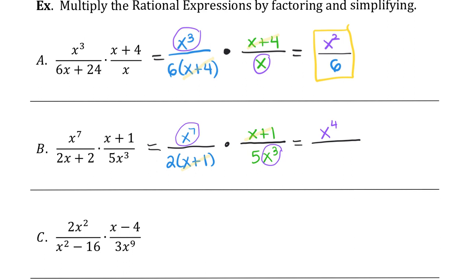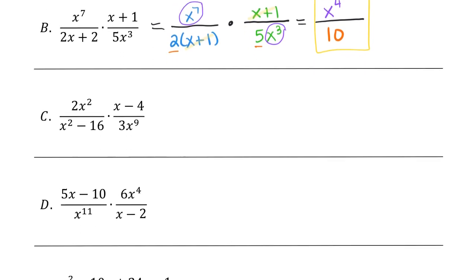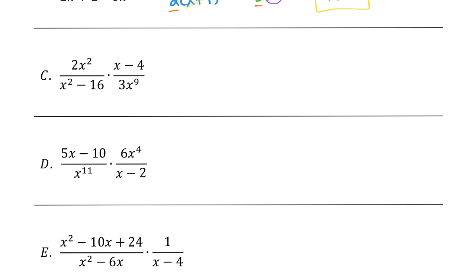Now what's left? On the bottom, what do I still have? I still have the 2 and the 5. Since this is multiplication, I'm going to do 2 times 5, and now I end up with a 10 in my denominator. And that's my simplified answer. Okay, I'm going to keep going. You can still work ahead if you would like.